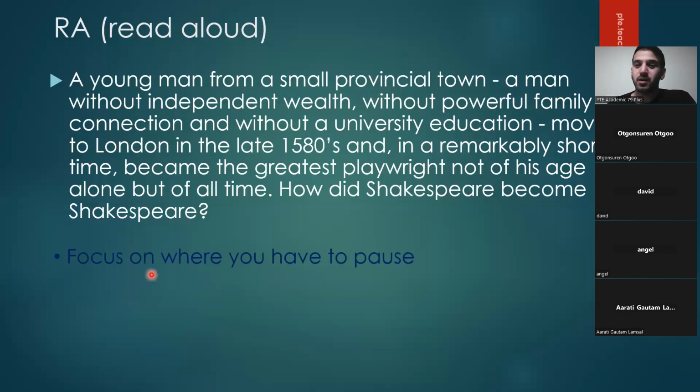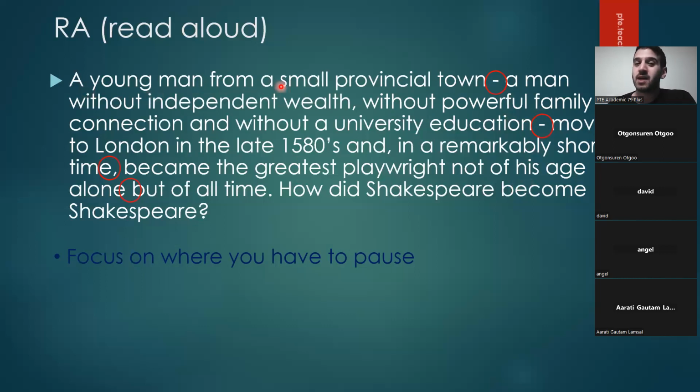Focus on where you have to pause. You have to pause at the commas, pause at the full stops. What are these two lines for? If you see a sentence between these two lines, it's like an extra sentence. If you eliminate the sentence between these two lines, it'll still make sense. A young man from a small provincial town moved to London in the late 1580s. So it still makes sense. So we don't have to pause there, but when you have the dash, you have to pause. Yeah, you have to pause here as well.